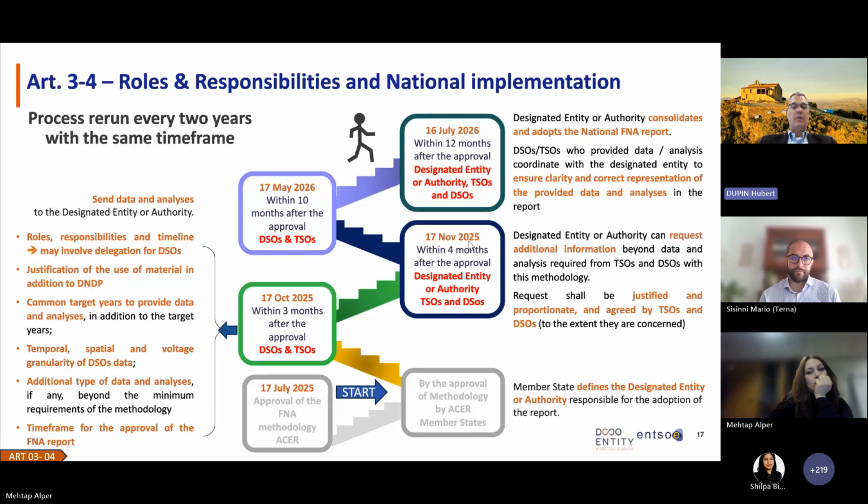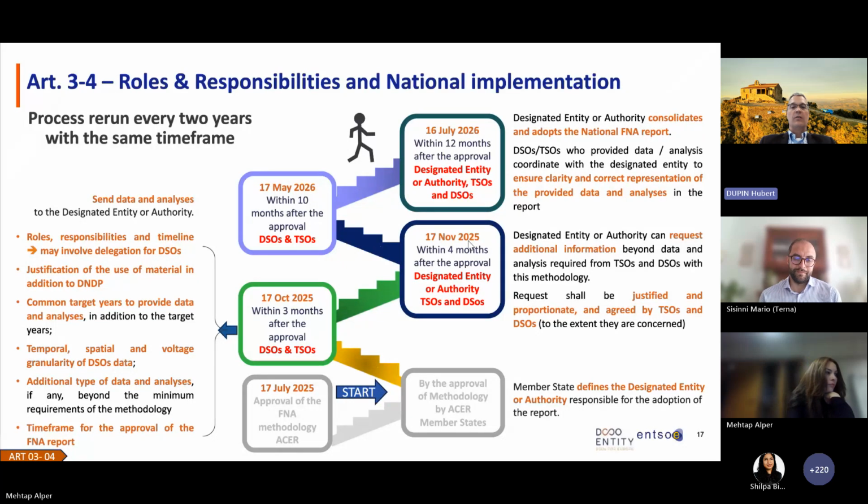We can also decide to provide data in addition to those minimum requirements, because we think it is valuable information for policymakers. So again, we need to align on what kind of additional data we would provide. And likewise, we need to agree on the overall timeline. Who does what when? That's the when.